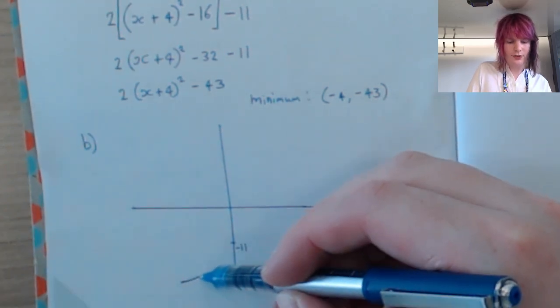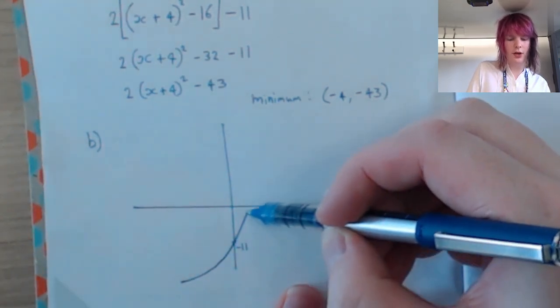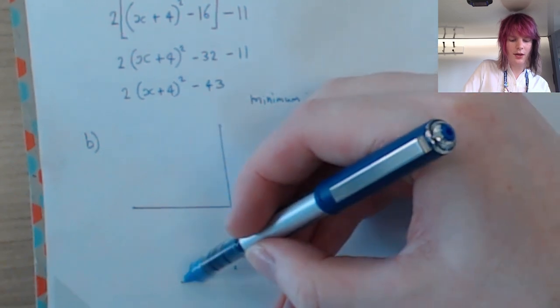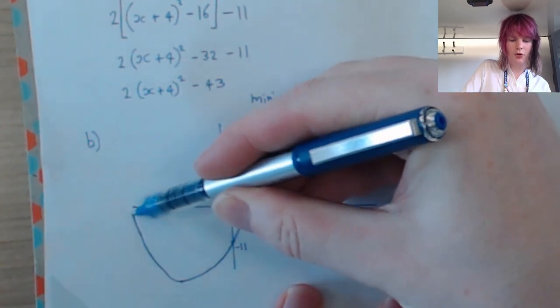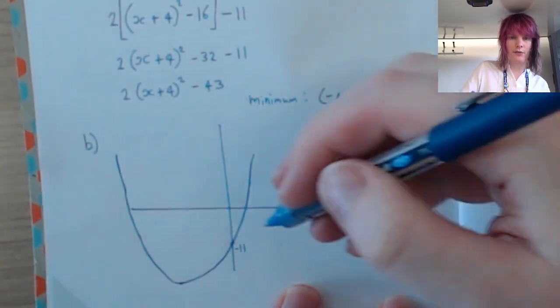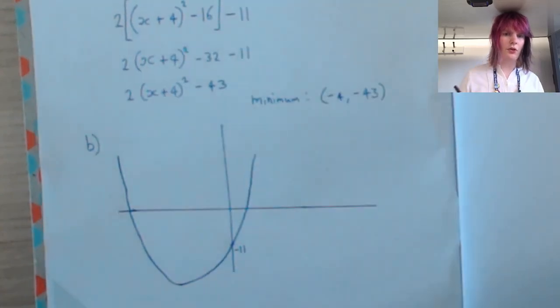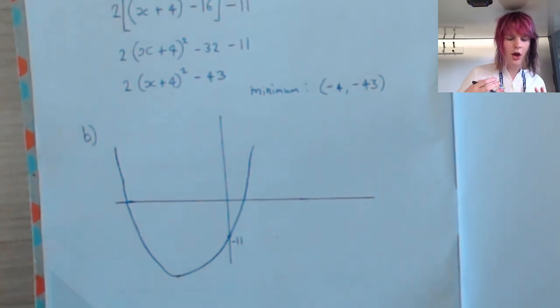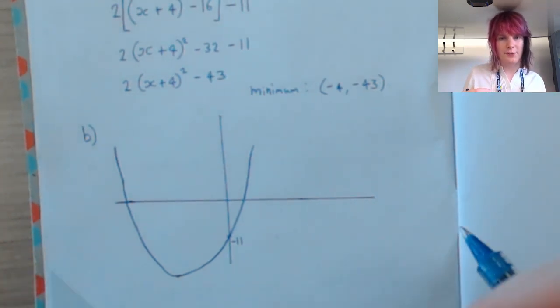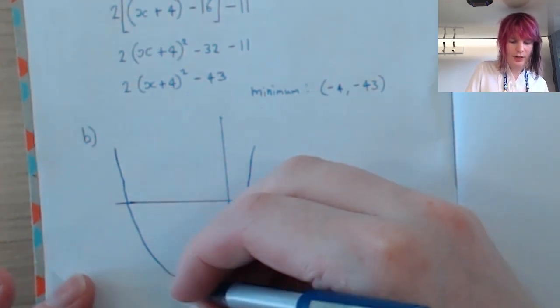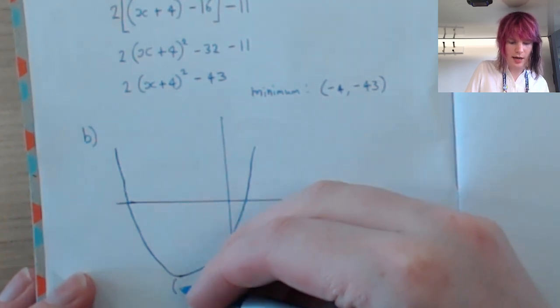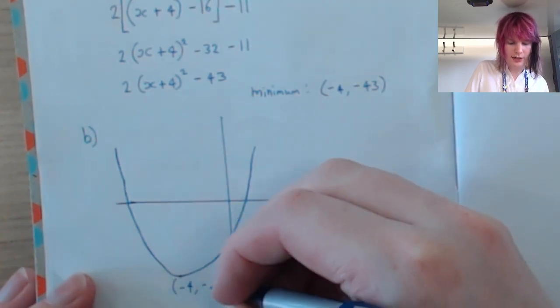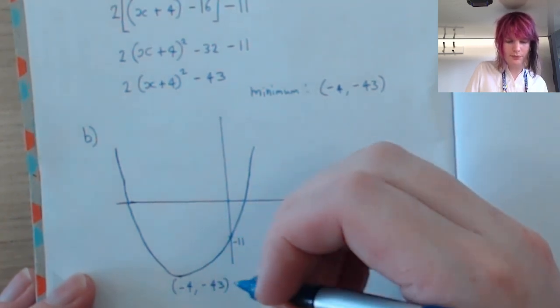Obviously this graph is not to scale. That's okay. It just matters that it shows all the relevant information. You can see it's not the most beautiful drawing in the world. It's not even very symmetrical, but it implies that symmetry in it. Okay, and we're going to indicate this point here as being (-4, -43).